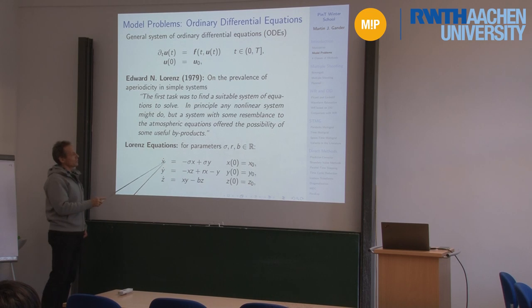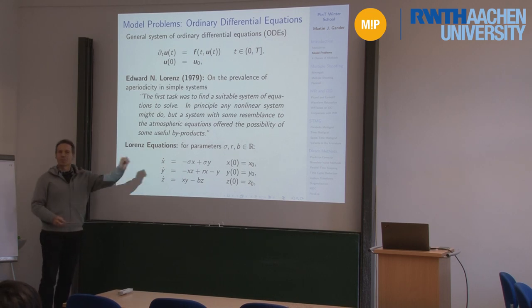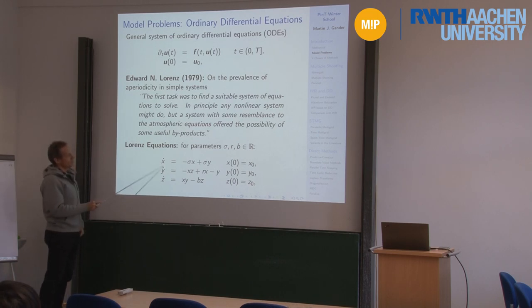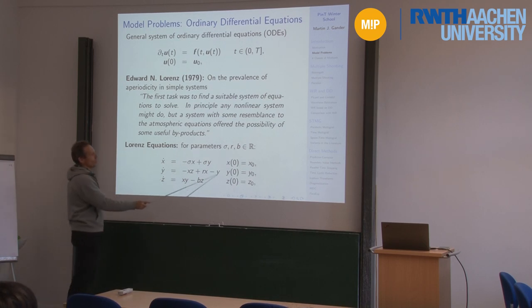So here are the Lorenz equations. This is three unknowns, so in contrast to my first example, we have now three unknowns. But you see, each has a time derivative, which is denoted by a dot. And on the right-hand side, there is some nonlinear function. The x time derivative depends on x and y, there is a parameter called sigma. It's a real number. There is an initial condition for x.